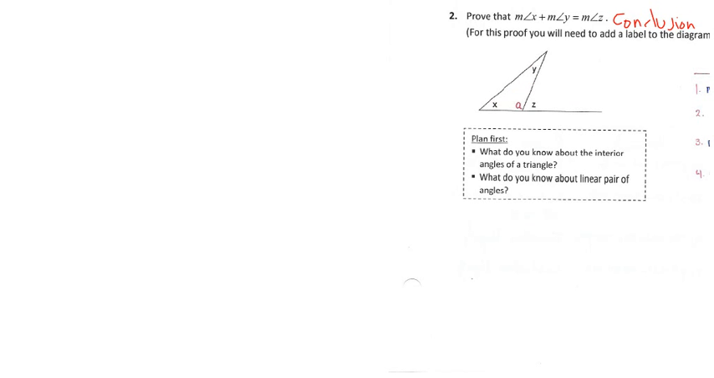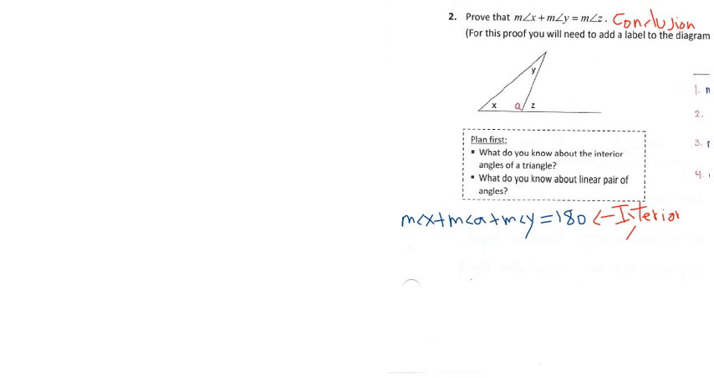So I'm going to write this here in our plan. So we know that the measure of angle X plus the measure of angle A plus the measure of angle Y are equal to 180 because they are interior angles of a triangle.